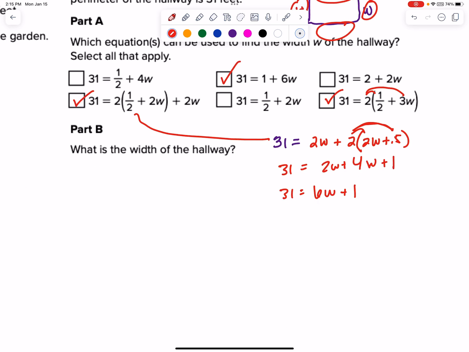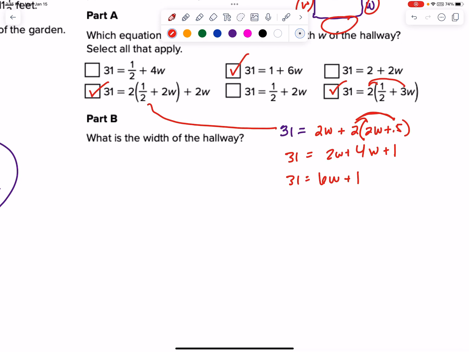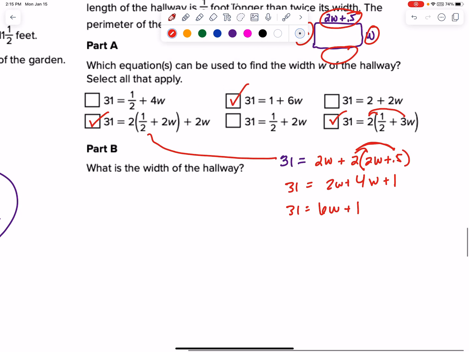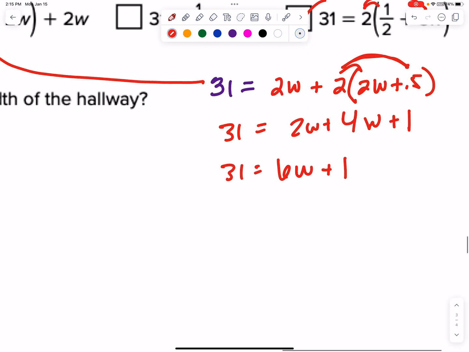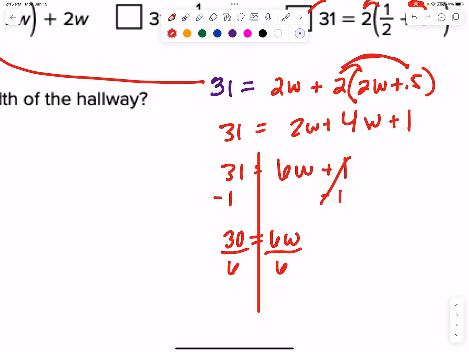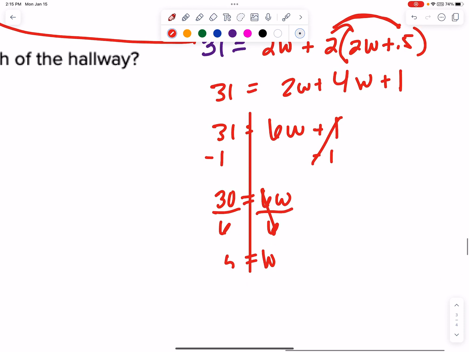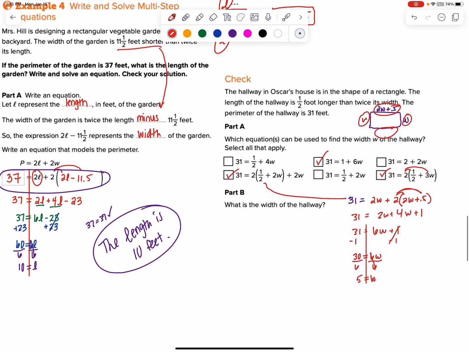So let's go ahead and finish solving this out. These are sort of silly ones because you wouldn't do all these different options. You would just solve the one that matches and works. All right, so let's go ahead and subtract 1 on both sides. Separate my workspace here like normal. And we have 30 equals 6W. Divide both sides by 6. And we end up with W equals 5. Okay, so the width is 5.